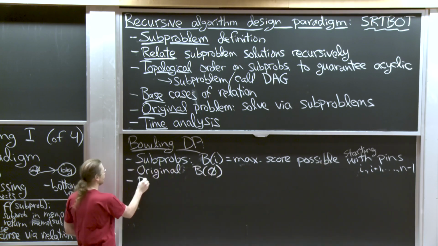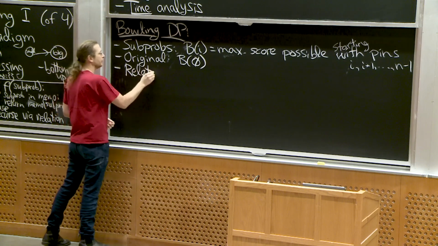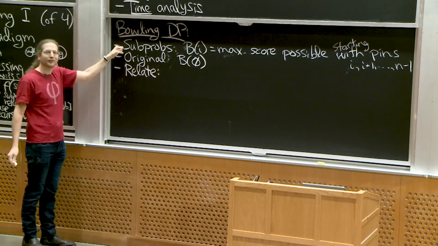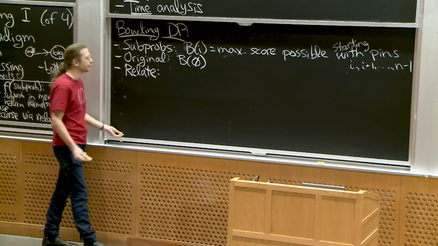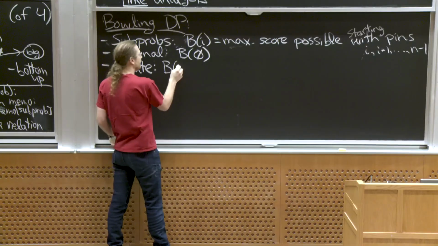Next is R, for relate. This is the test of whether I got the subproblems right: whether I can write a recurrence relation. So let's try to do it. We want to compute B of i.